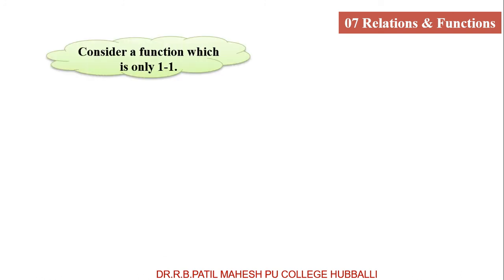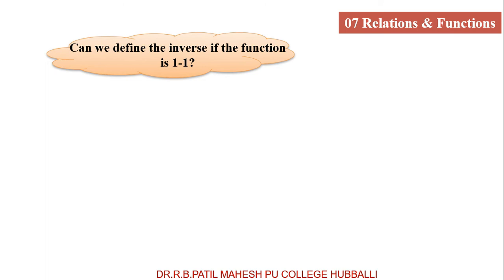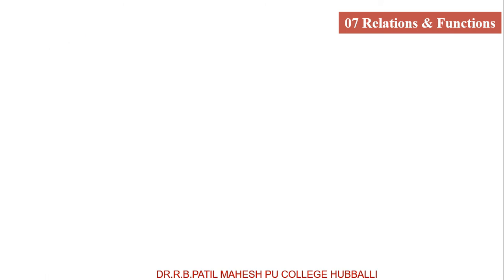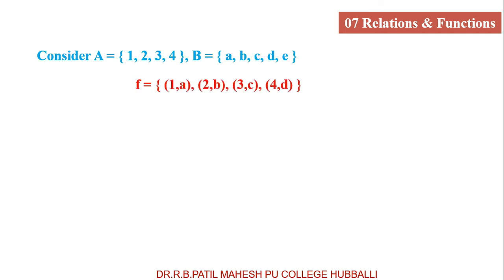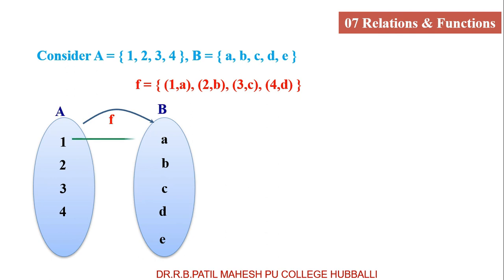Let me take a function which is only 1-1. Let us try whether the function is invertible or not when it is only 1-1. Can we define the inverse if the function is 1-1? Again I will take the sets A and B, and the function is 1 to a, 2 to b, 3 to c, 4 to d, from A to B. Dear students, you have a function f in front of you. Does this function give the inverse or not? Are f composition g and g composition f equal to the identity?